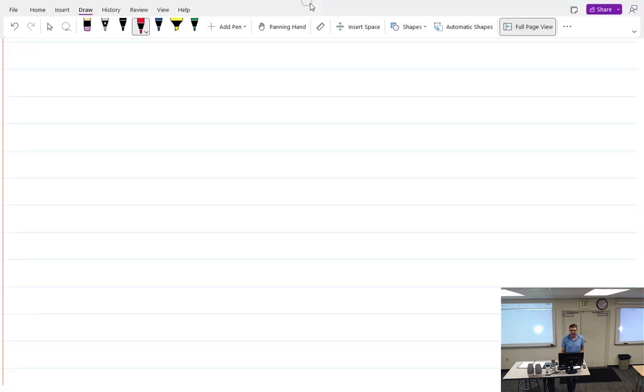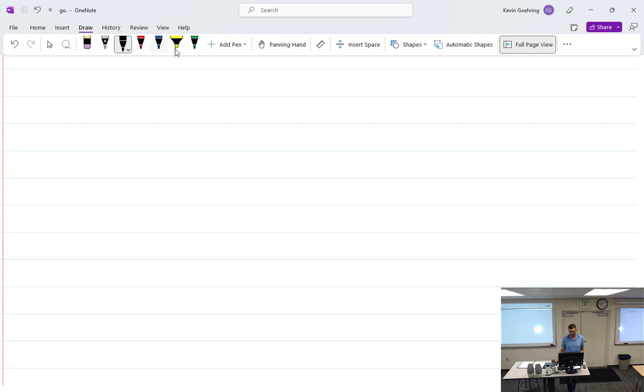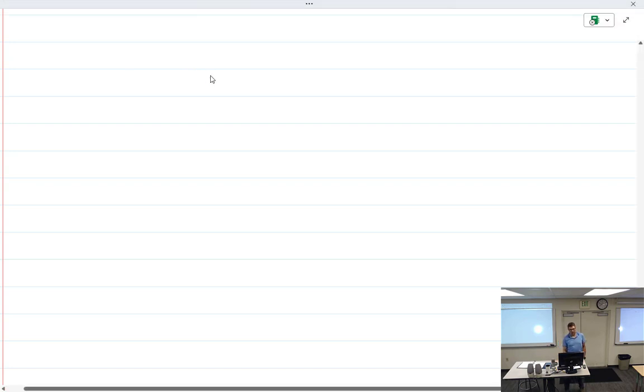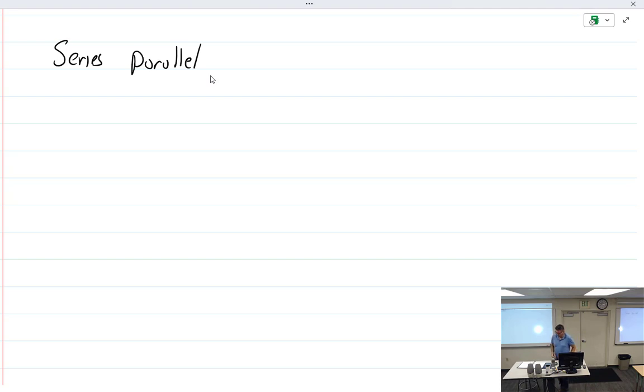All right, that brings me to series parallel. The trick to doing series parallel is just neatness, which is not easy to do on this little board right here. But series parallel is a combination of series elements and parallel elements, such as up here, we'd have one resistor here. Is that series or parallel?